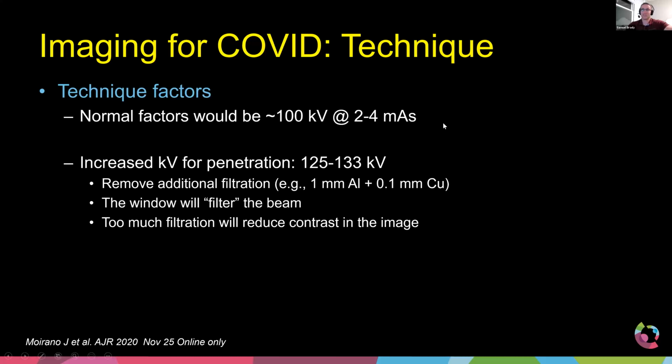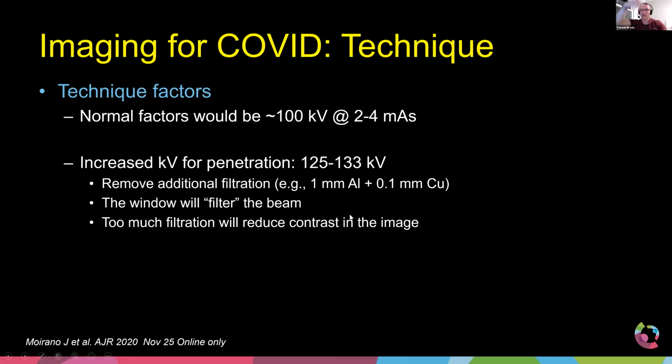And if the image just doesn't look good, you might have to go up a little higher to 130. Now, like I said, some mobile units will actually have filtration in their physical filters. You can either physically take them out of the collimator, or there's a button that will remove the filtration in the collimator. I recommend taking all that filtration off. Turn it off, because the glass itself, the window, will be a filter for you.